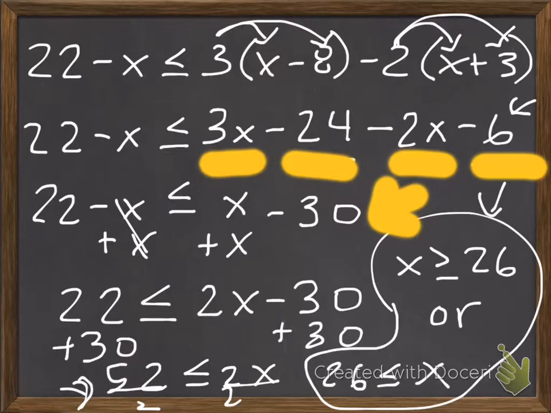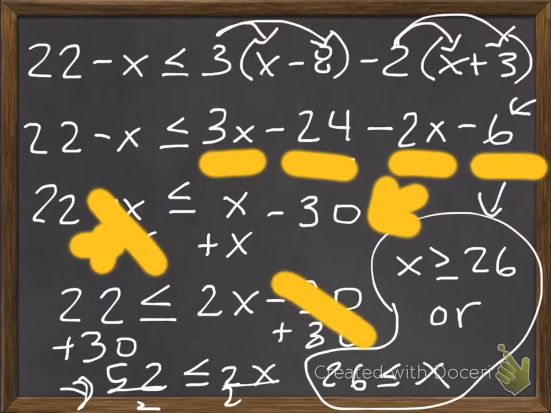Then we need to combine like terms across the inequality symbol. So I'm going to add x here. Whatever I do to one side, I do to the other. So I'm going to add x. So I get 22 is less than or equal to 2x minus 30. Then I need to combine like terms with the numbers. So I'm going to add 30 to both sides. That gives me 52 is less than or equal to 2x.